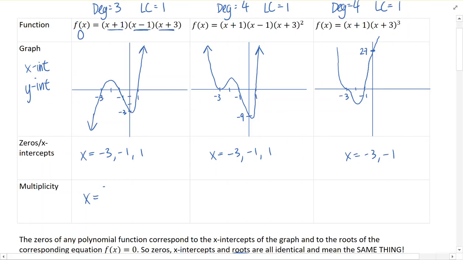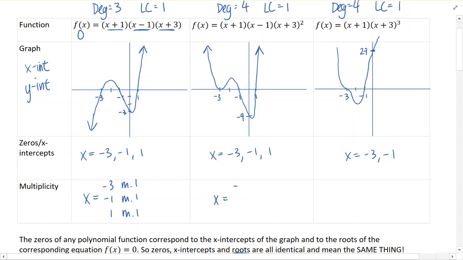So looking at each of our x-intercepts, I'm just going to write these out. Let's look at our multiplicity. Each of these in the first function, there's only one of them. Therefore, they each have a multiplicity of 1. I'm just going to use m to represent multiplicity.